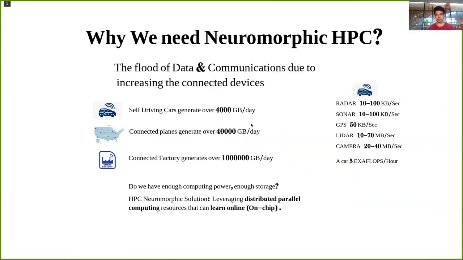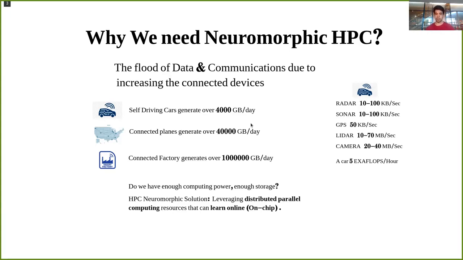Neuromorphic high-performance computing. Let's see why we need such a system. There are billions of devices connected to the clouds and the internet. For example, self-driving autonomous cars generate 4 terabytes of data per day, and there are a lot of sensors that should communicate with each other in real time. Therefore, we need a big and powerful computing platform that can deal with such big data. To drive safely on a road, an autonomous driver should do 5 exaflop per hour. It means 5 multiplied by 10 to the power of 18 floating point computing steps.